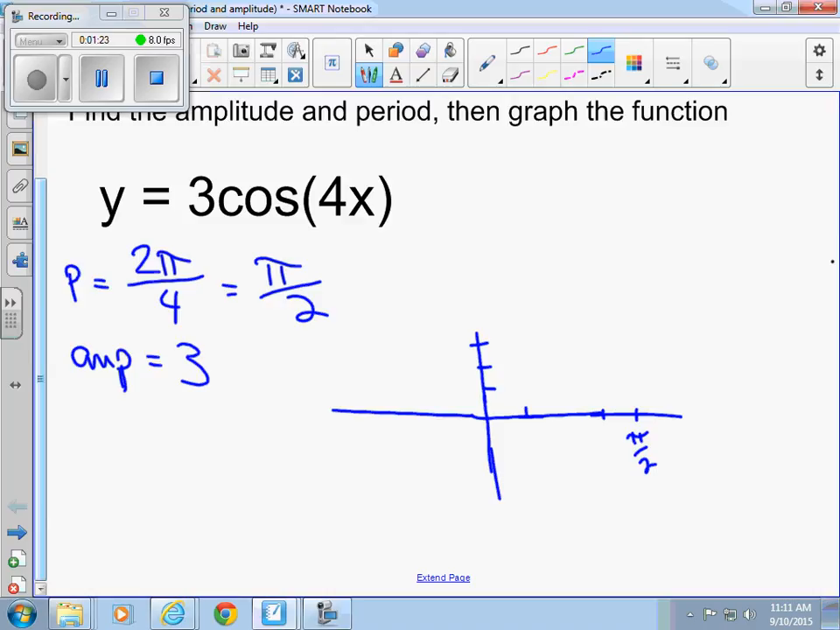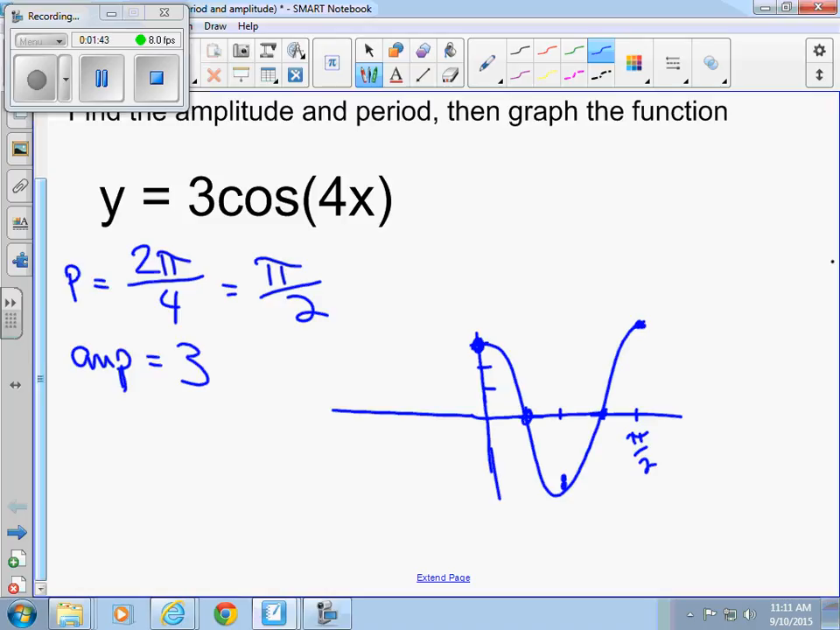Okay, so it's cosine. Cosine starts at 3 and 0, then, oh, that's too much in there. Negative 3, and then 0 and 3. That is 1 period. Now pay attention to directions.